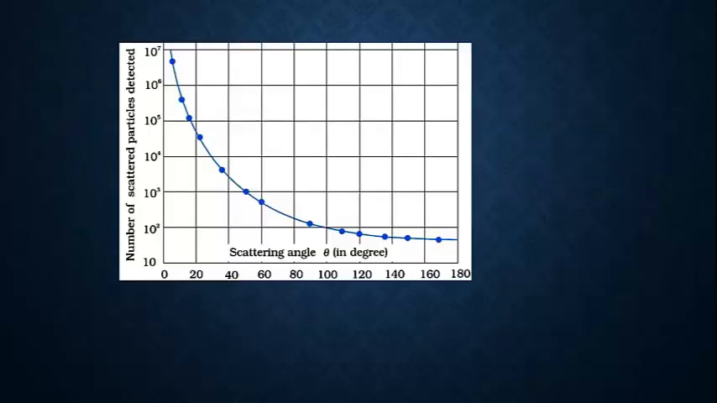When he drew a graph relating the number of scattered particles and the scattering angle, he found, as we already understood from the previous experiment, that for large angle scattering the number of particles getting scattered is very small. For small angles the number is very high, as you can see here, and for 180 degrees and so on, the number of particles scattered is very small.